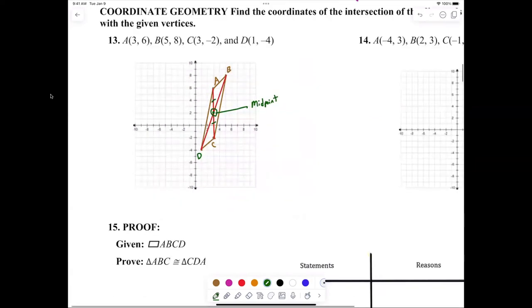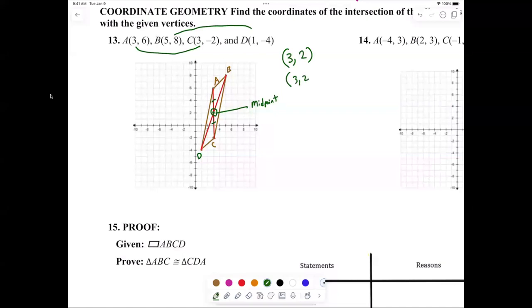All right. So let's just take the midpoint of AC. What's 3 plus 3 divided by 2? And then y plus y divided by 2. 3, 2, right? So if we do AC, and then what happens if we do BD? What are we going to get? 3, 2 also, right? So for your notes, if you want to find the intersection of the two diagonals of a parallelogram, it's just the midpoint.